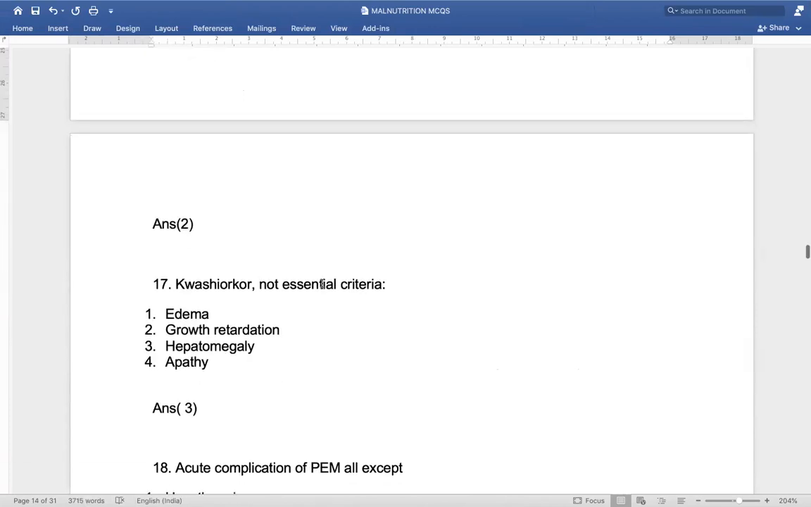So what is not an essential criteria for kwashiorkor is, as we already told, hepatomegaly. It is not at all required for diagnosis of kwashiorkor. It is one of the clinical features of kwashiorkor, but it is not diagnostic. What is required is an apathetic child, who is not interested, very lethargic and with no appetite at all, and growth retardation and edema. Growth retardation, edema, apathy are the 3 diagnostic criteria for kwashiorkor.